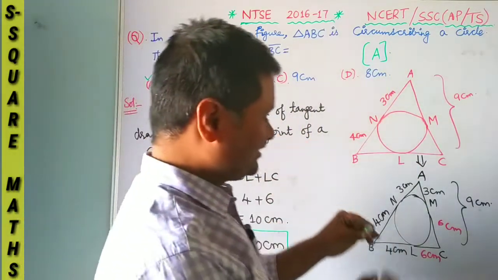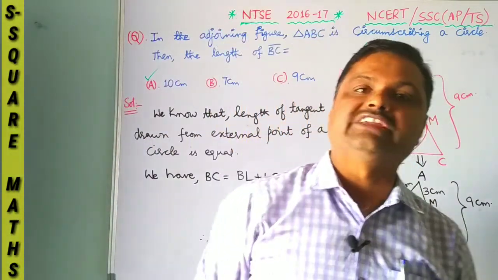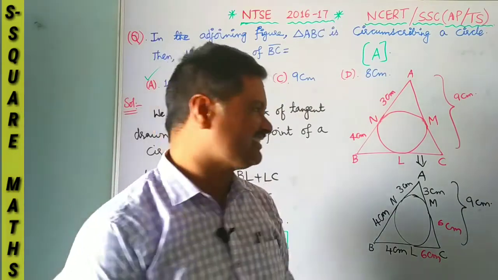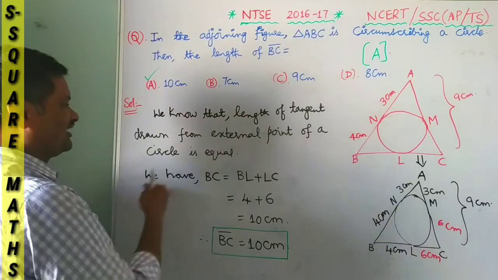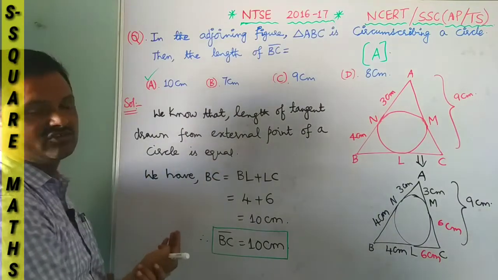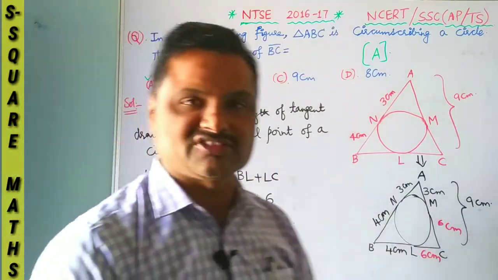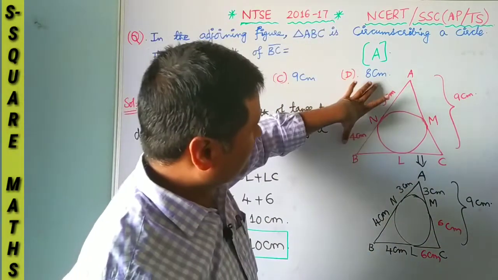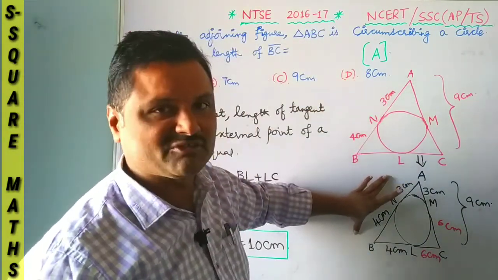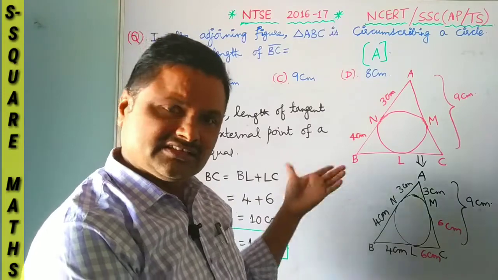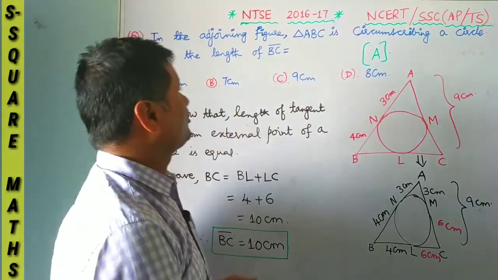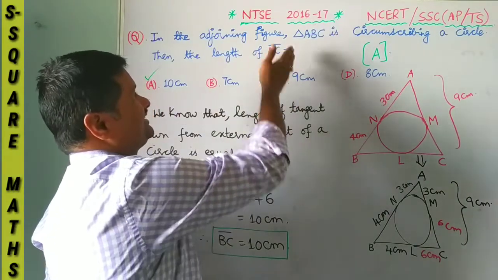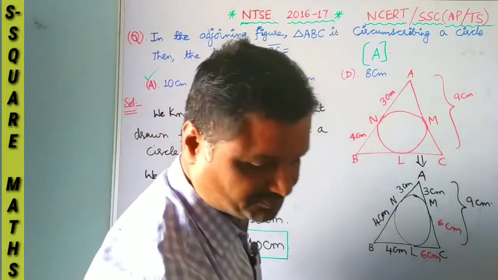So in this way, no need to go through each and every step. Just remember this point: the length of the tangent drawn from the external point of a circle is equal. So whatever tangents you are drawing from the external point to a circle are equal. So this is the main diagram. From this, you get this type of diagram, as I have said, especially for competitive examinations. So this plays an important role, already asked in NTSE 2016-17.